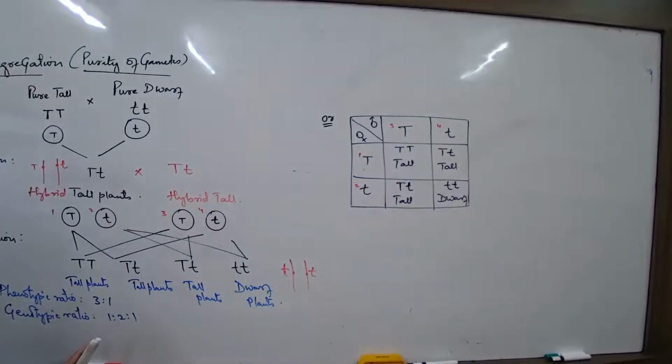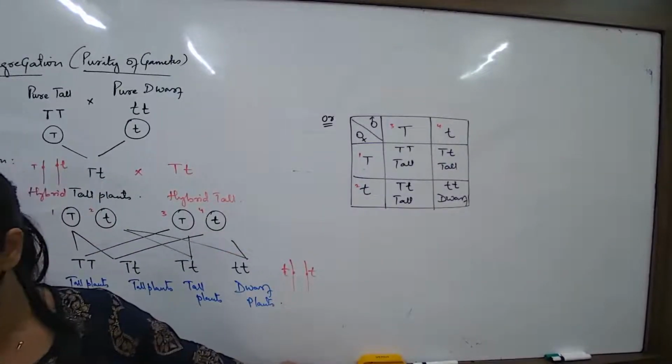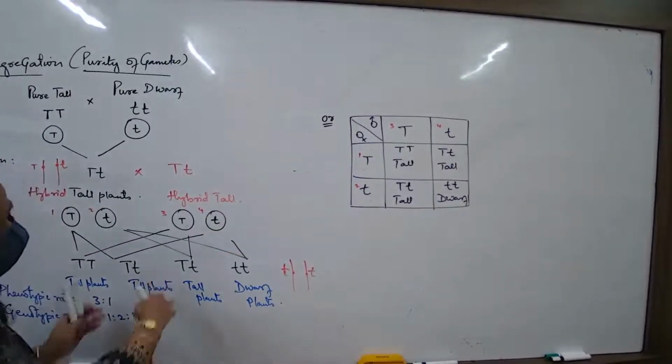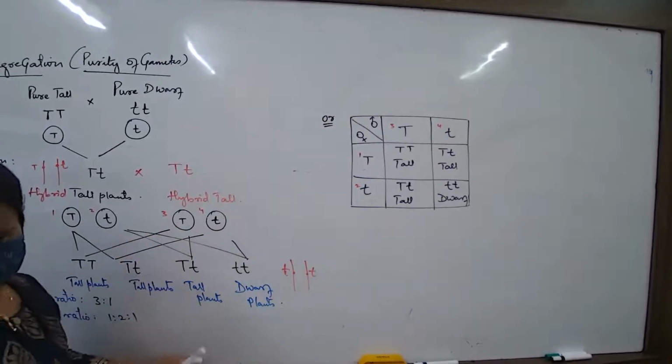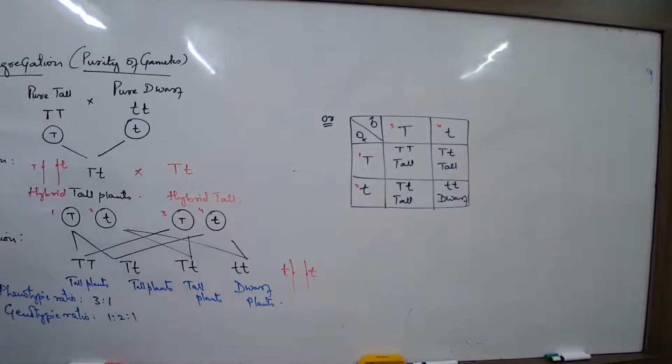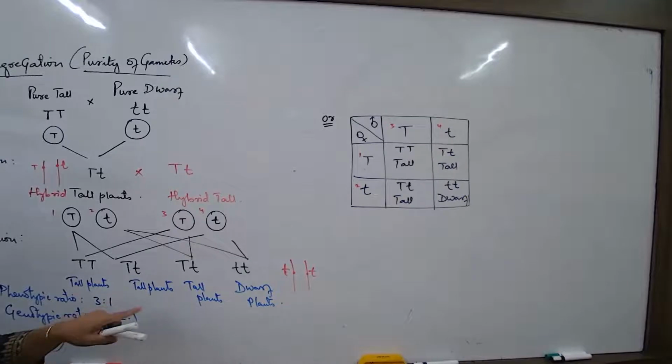Yes or no? Will the phenotypic and genotypic ratio remain the same? Yes. It's just a different way of representing. The concept is the same, a different way of putting it, no? So this is what is known as Punnett square, and this is the crisscross method.